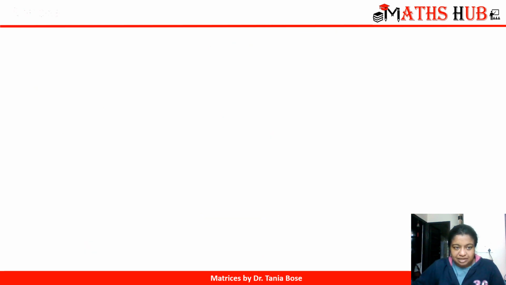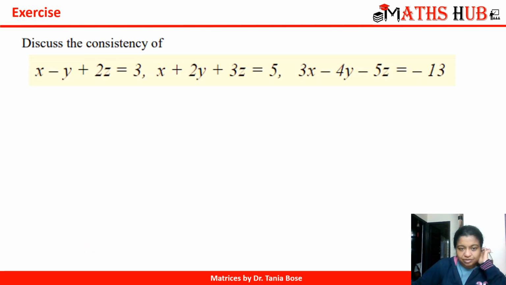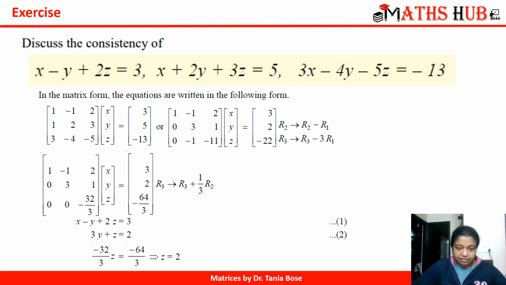Next, let's move on to another question. You have to discuss the consistency for the system of equations. So for consistency again, you have to convert this into a matrix form. And from there, we will develop the augmented matrix, right? So when we develop the augmented matrix, here I've written it in another way. So you can see that 1 minus 1, 2, 1, 2, 3, 3 minus 4 minus 5 into x, y, z is 3, 5 and minus 13, right?